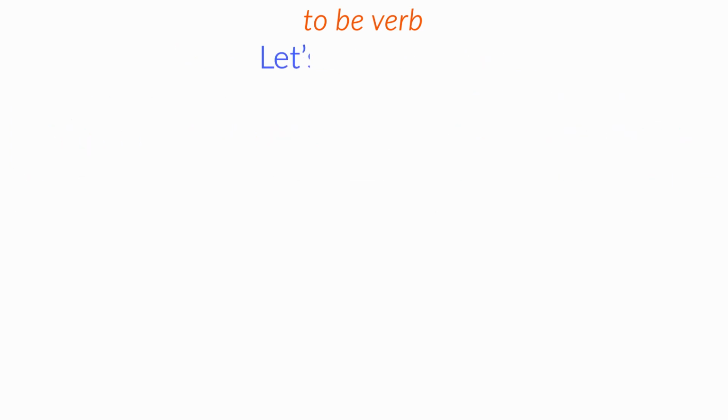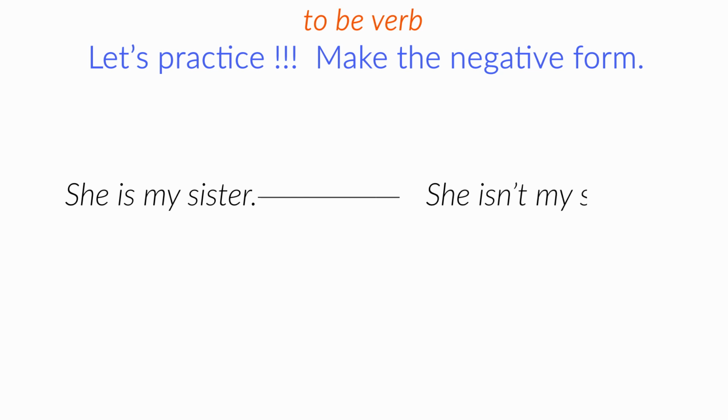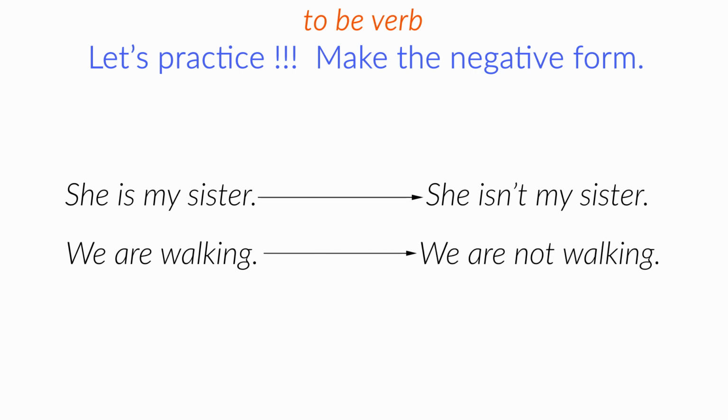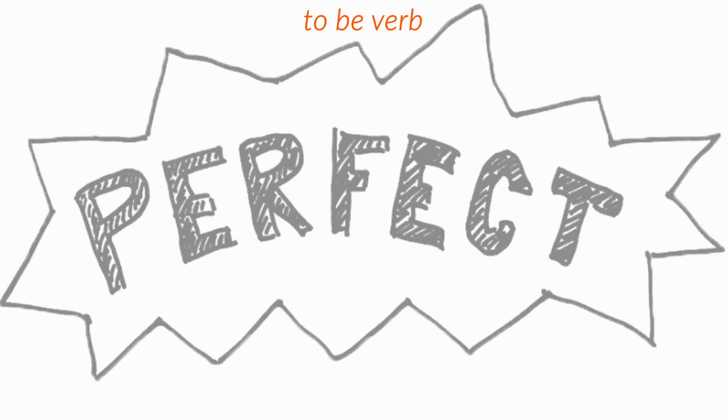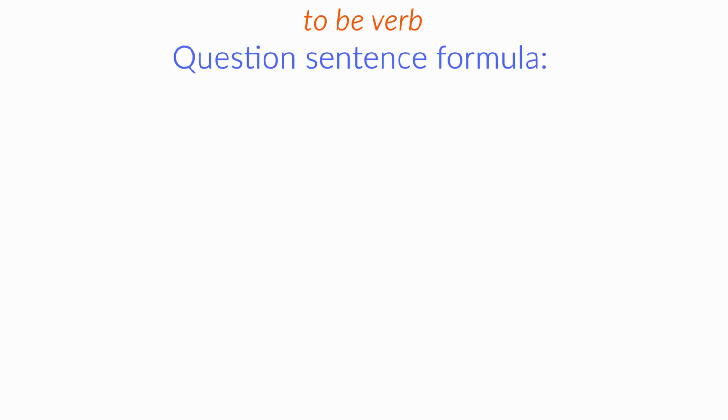Now, it is your turn to form the negative sentence. I will say the positive one. You will make the negative form. Are you ready? Here we go. She is my sister. She isn't my sister. We are walking. We are not walking. Perfect!